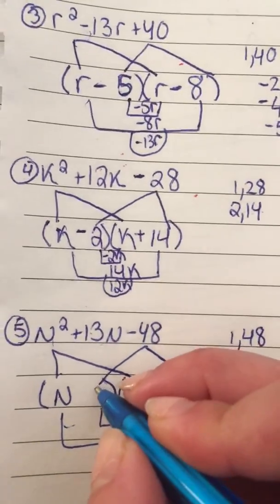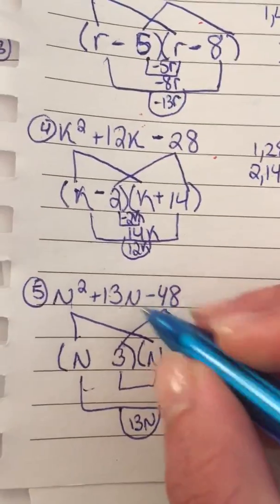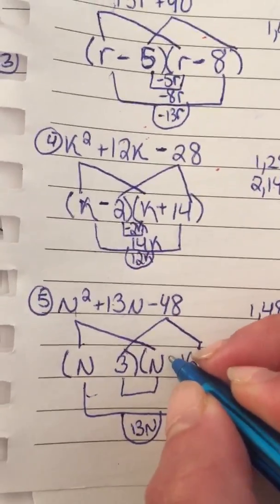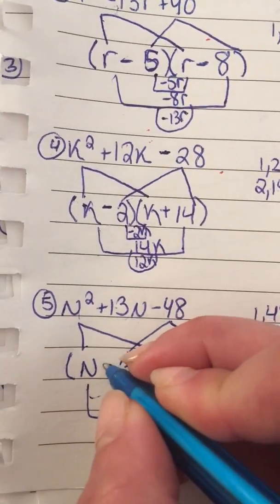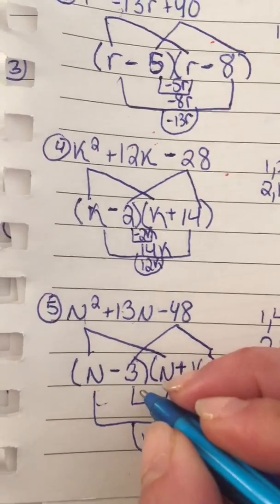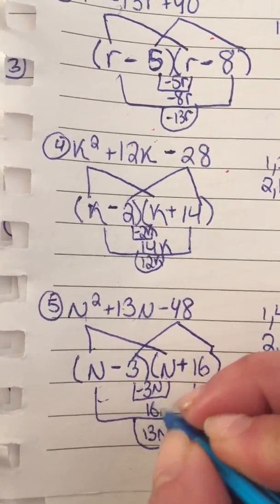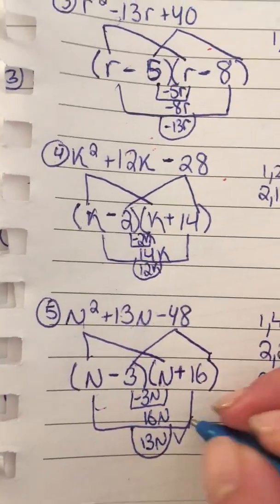So let's put our 3 and our 16, and then we want overall a positive, so that means the bigger number here has to be positive. So your final answer is n minus 3 times n plus 16. You can just show your work. Negative 3n plus 16n is 13n.